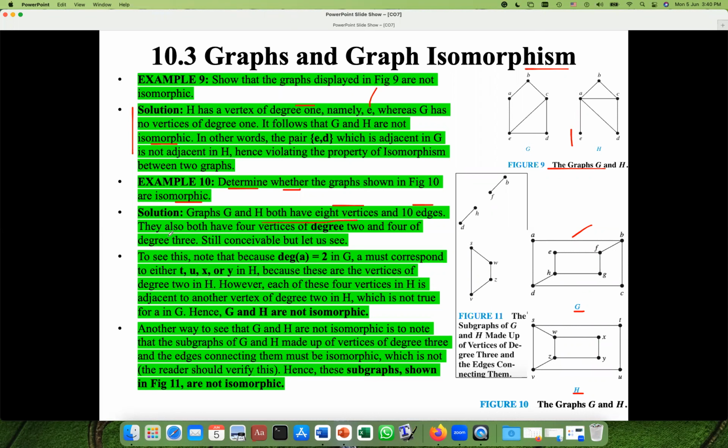Okay, and this vertex A is connected with a vertex having degree 3. You have to find the adjacency. This is the second property. So these are the candidates. From these candidates, A is connected with what? Connected with such vertices which have the degree 3.